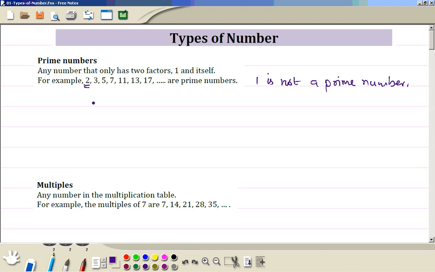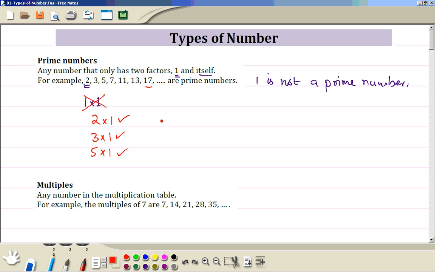The reason is when we have a factor of 1, we only have one factor, which is 1. So every prime number has two factors, 1 and the number itself. So 1 is not a prime number, but 2 has two factors, 3 has two factors, and 5 has two factors. So 2, 3, 5, they are prime numbers.